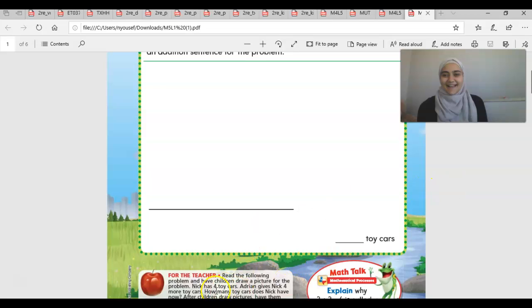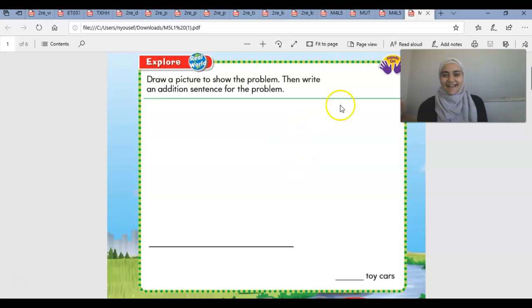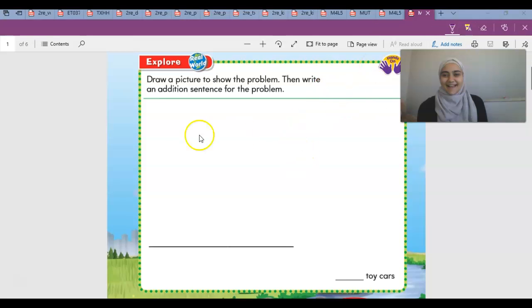Okay, so Nick has 4 toy cars. Adrian gives Nick 4 more toy cars. How many cars does Nick have now? So Nick has 4 cars. So I'm going to draw 4 cars. 1, 2, 3, 4.